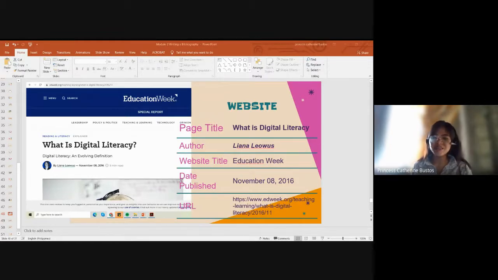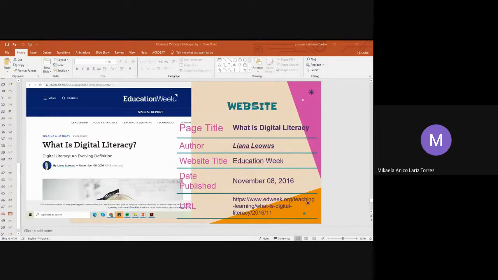Oh, another student aside from Dominic. Who would like to try making an entry for this website? The others, where are you? Oh, Patrick and Dominic, you're so quick. How about the girls? How about the others? You are 51 in this classroom. Micaela Anico Laris Torres, are you there? Micaela? Yes, ma'am. Oh, you're there.